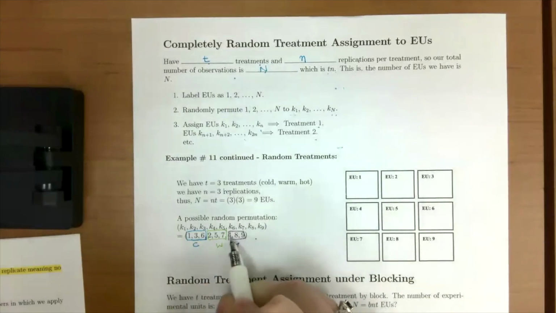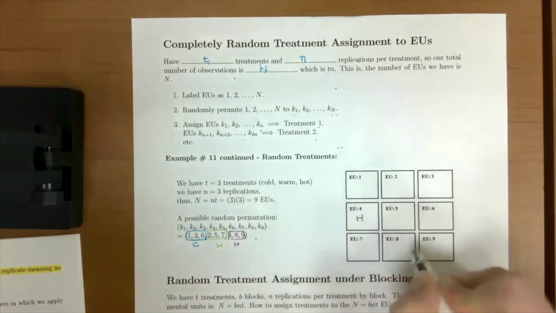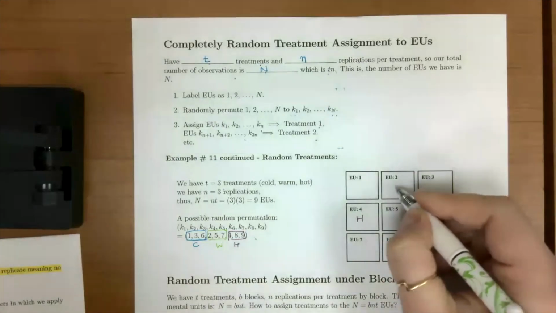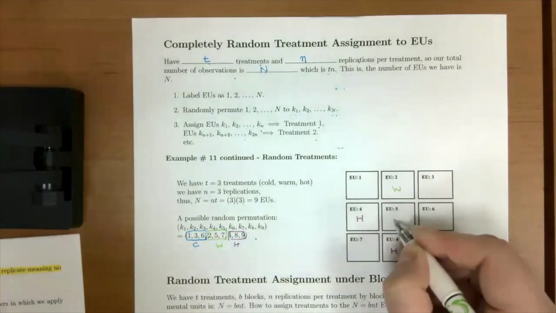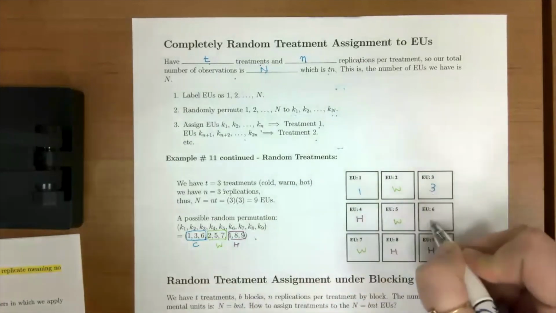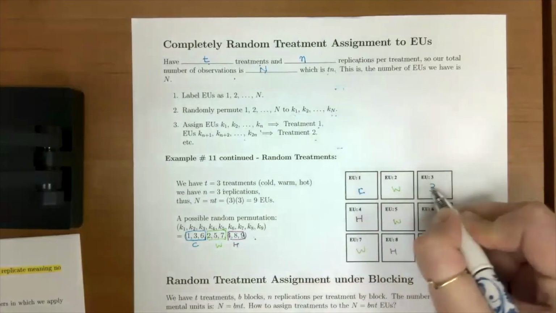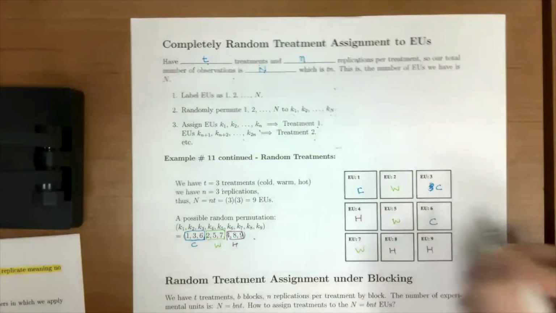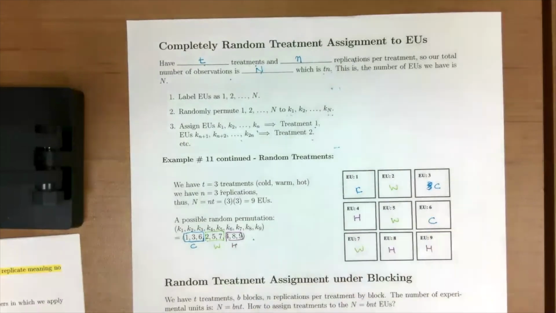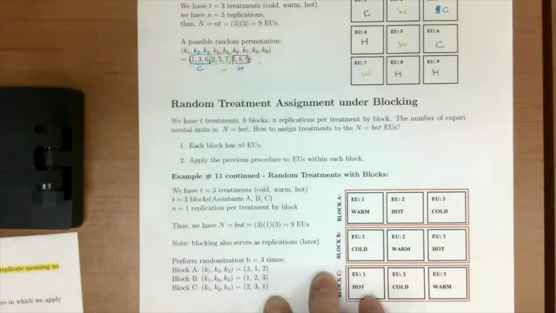So 4, 8, 9 are going to be hot. Warm is going to be 2, 5, 7. Cold will be 1, 3, 6. And so this is our random assignment to our EUs for an experiment that's just completely randomized. Now, we've talked a little bit about blocking today, so let's do an example for blocking.